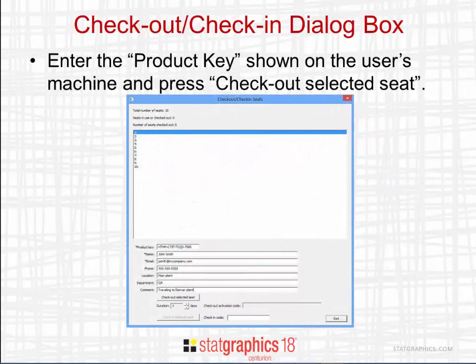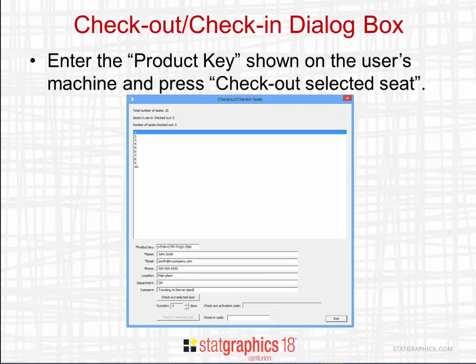A special dialog box will now appear showing the status of each of the concurrent user seats. There'll be a number for each seat. If it's not currently checked out or being used, nothing will be shown to the right of the seat number. If someone is currently using that seat as a concurrent user, it'll say In Use. If the seat's already been checked out, you'll see the name and email of the user who checked it out and when it's due back.